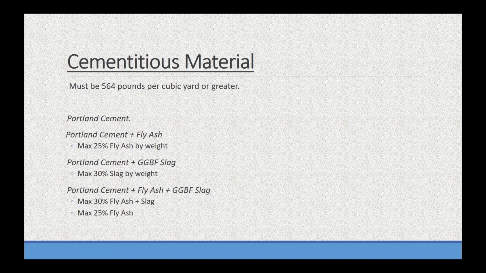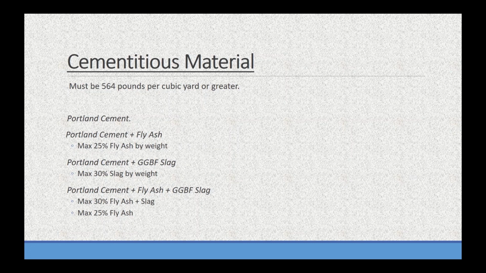As far as cementitious material, we need to have 564 pounds per cubic yard or greater of cementitious material in our mixes per Spec 4. Basically, there are 4 options to be able to achieve that. You can have just your Portland cement, so you can have 564 pounds of just cement. You can have cement plus fly ash.